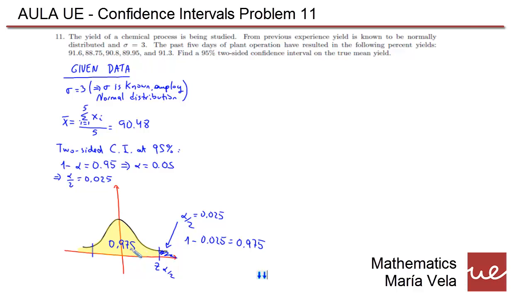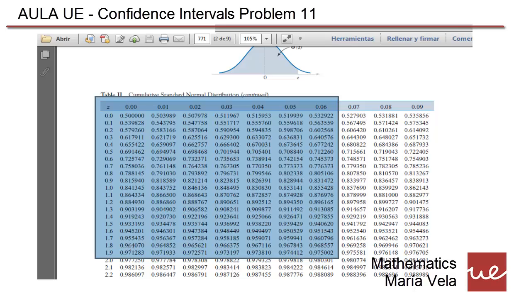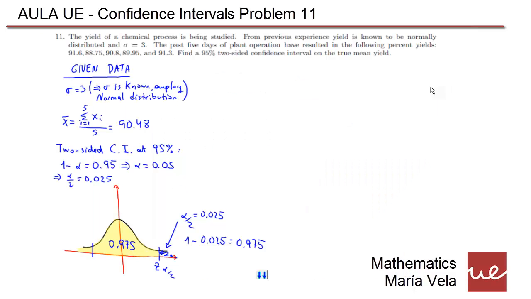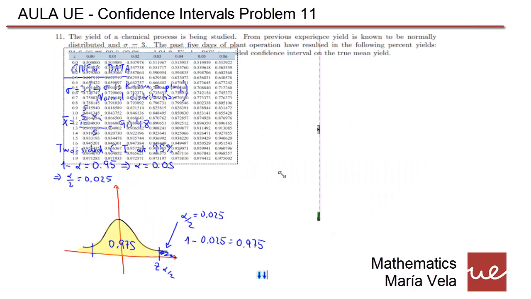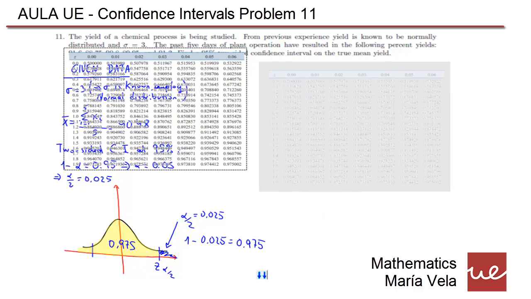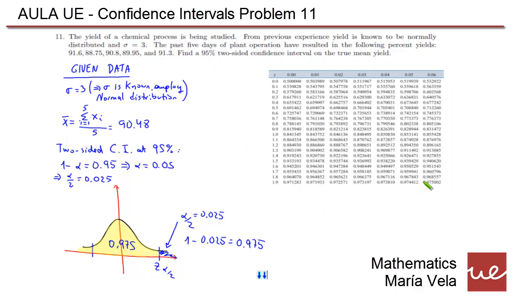Let me just copy the normal distribution table for you to know. And we just realize that 0.975 corresponds to 1.96. So this is the value of z alpha halves that we need to employ for this problem. Remember that this is the same value in the left hand side and the right hand side.